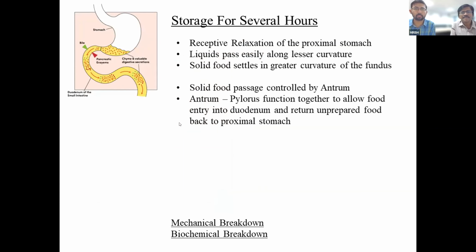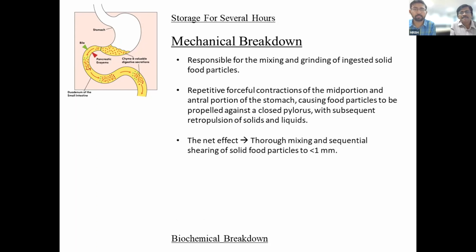Now, when we talk about the storage for several hours, the initial part is what is known as the receptive relaxation of the proximal stomach. That is the proximal portion of the stomach. It relaxes in anticipation of the food intake. Now, the liquids pass easily along the lesser curvature, whereas the solid food settles in the greater curvature of the fundus, and the passage of the solid food is controlled by the antrum. The antrum and pylorus function together to allow the food entry into the duodenum and to return the unprepared food back into the proximal stomach.